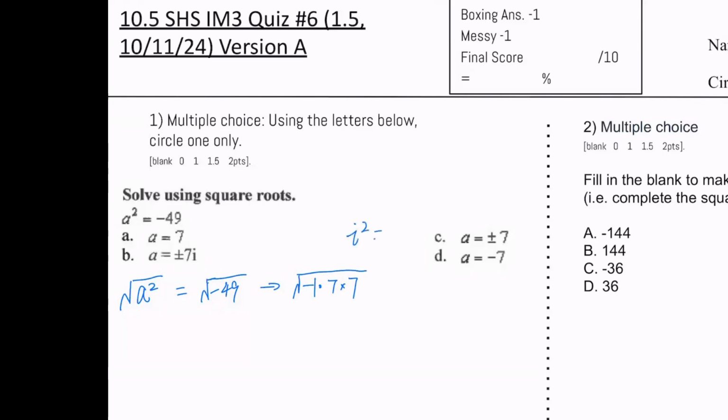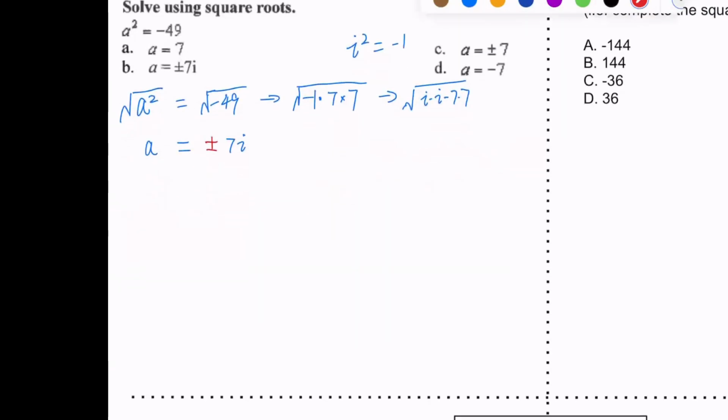Remember, i squared is equal to minus 1. So this is actually i times i times 7 times 7. So when we get the square root, we can get 7i here. So then a is equal to 7i. But remember, when taking the square root, we always need the plus and minus sign. So that's the answer. A is equal to plus or minus 7i.